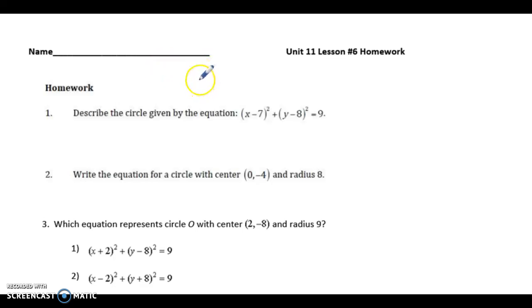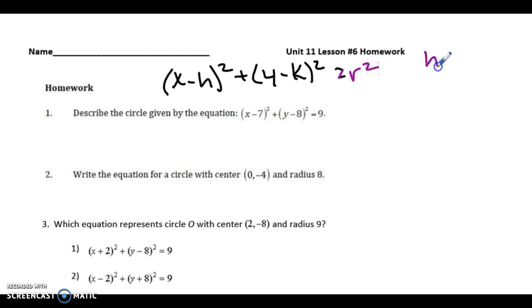All right, Unit 11, Lesson 6, we're talking about the equation of a circle. And so in class we wrote down the equation x minus h quantity squared plus y minus k quantity squared equals r squared. And so h and k are the center point and r is the radius.